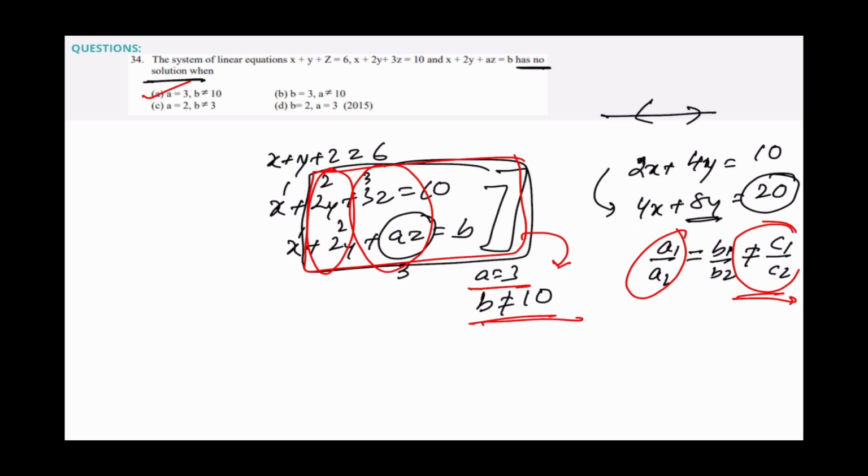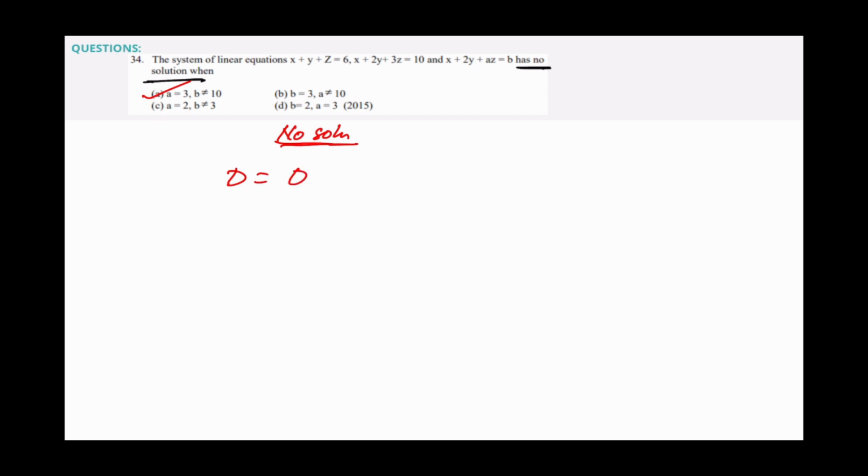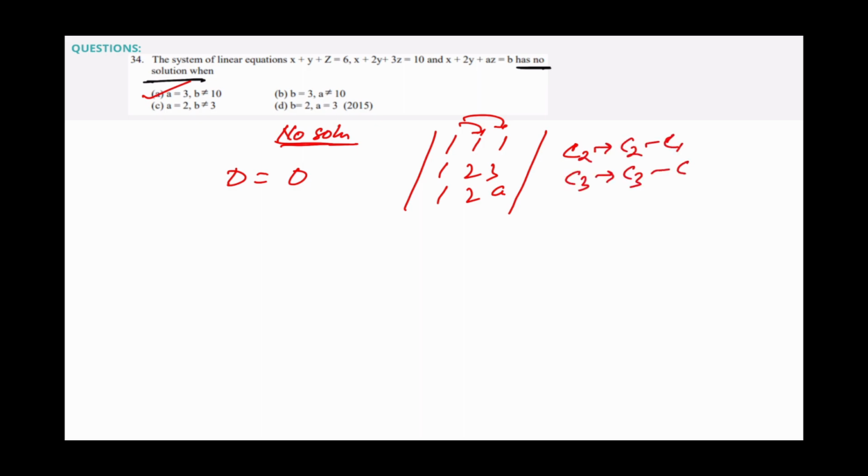Now if somebody is not able to recall this, what is the general approach which you can do? Okay, let's see that general approach also. The general approach here is, in case we use Cramer's law. So what does Cramer's law say? For no solution, D should be equal to what? 0. So solve for D, what are we getting? D is nothing but the coefficient matrix, 1, 1, 1, 1, 2, 3, and 1, 2, A. So we'll try to make this one and this one 0 and just expand it. So C2 is equal to C2 minus C1, and C3 is equal to C3 minus C1, correct?